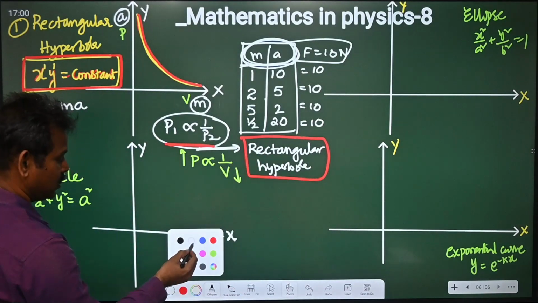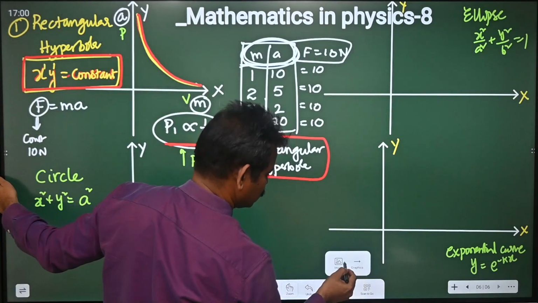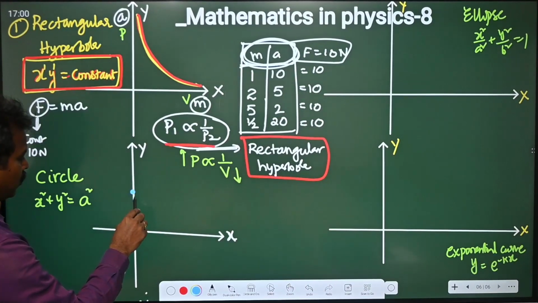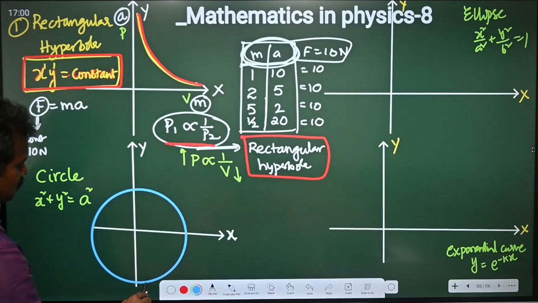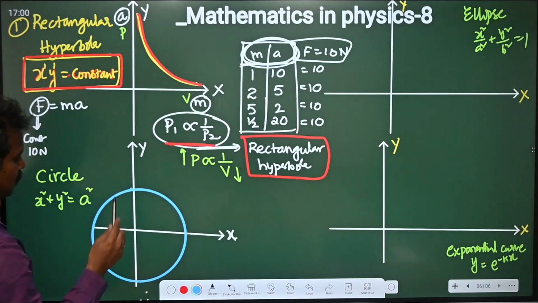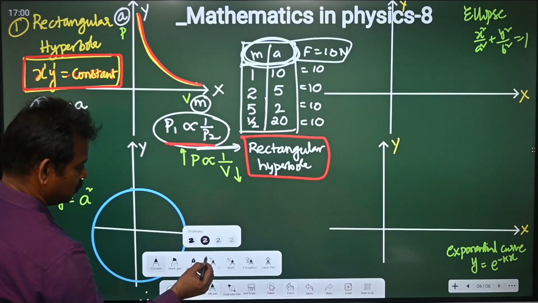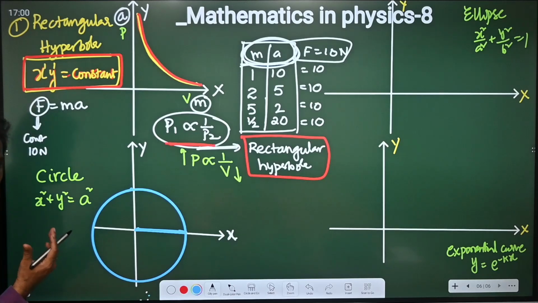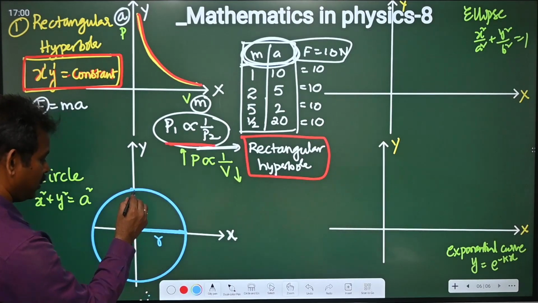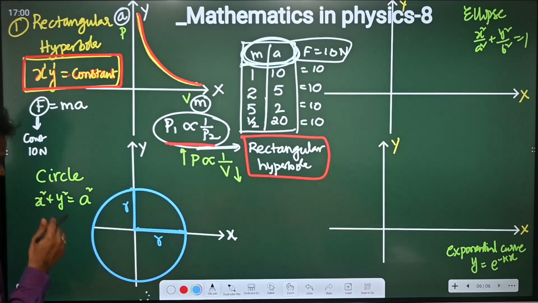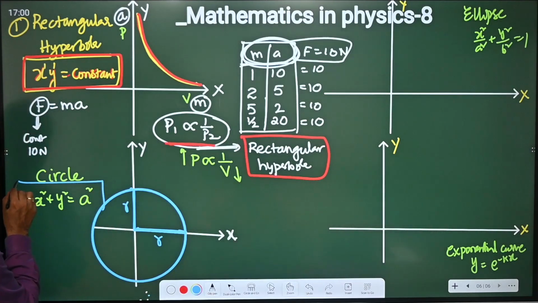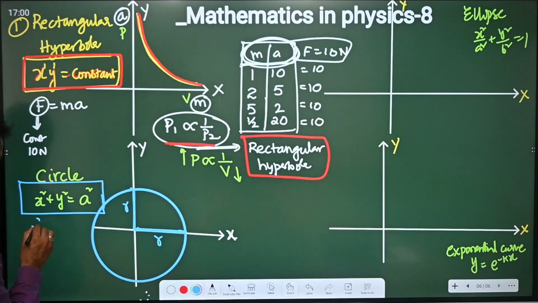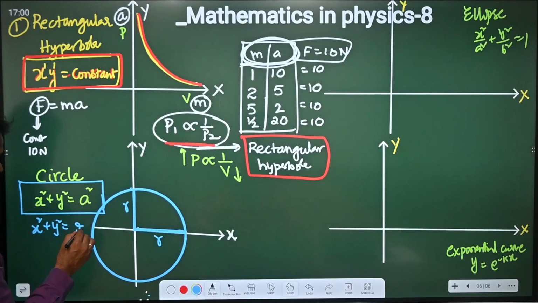Then we have the circle. When you are drawing a circle, students, and this is our circle, if you observe this clearly, along the x-axis I am taking something, and we know that this is called radius, and along the y-axis also, this is radius only. So the corresponding equation for a circle is x square plus y square is equal to a square, and this is a constant. And if you see this, x square plus y square is nothing but r square.